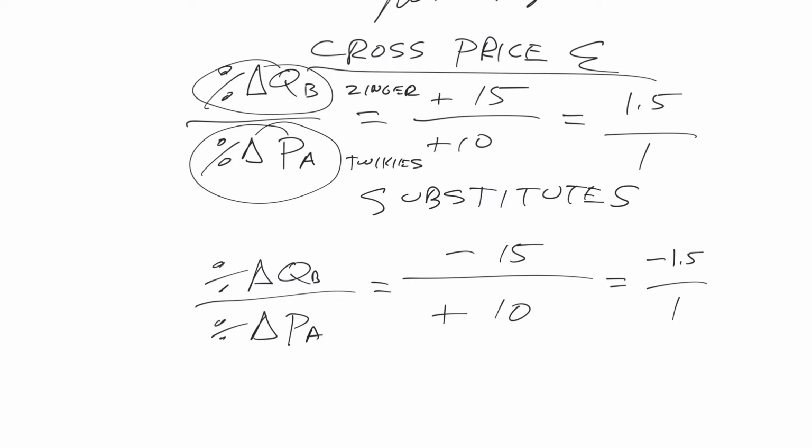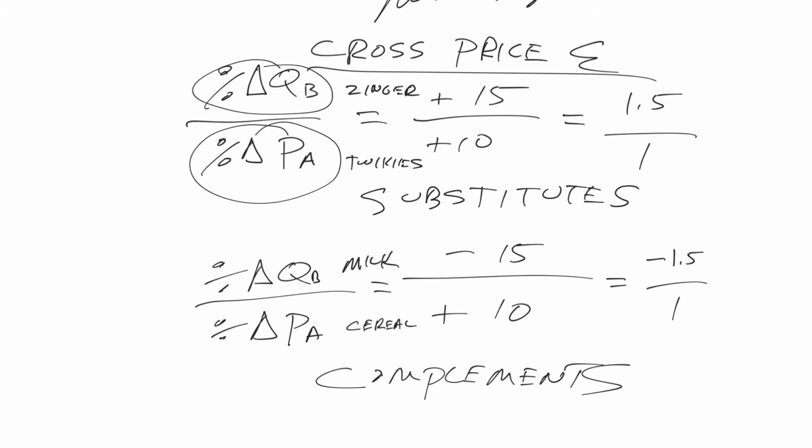And what kind of goods are these? How are they related? Complements. They must be goods that are used together. So this could be, I don't know, breakfast cereal and milk. Okay, I want milk on my cereal.